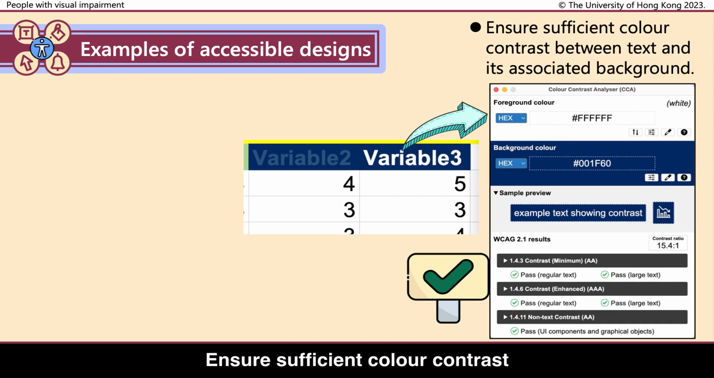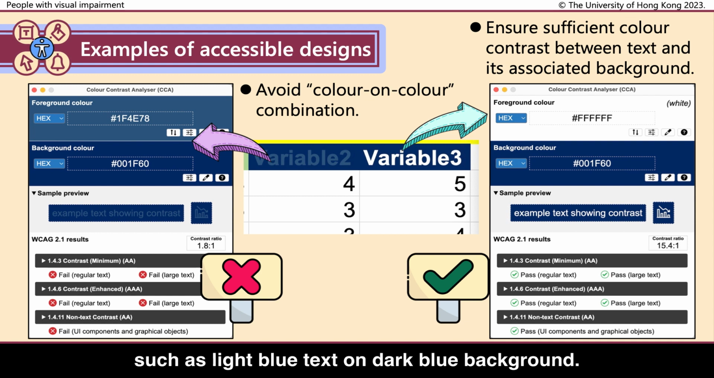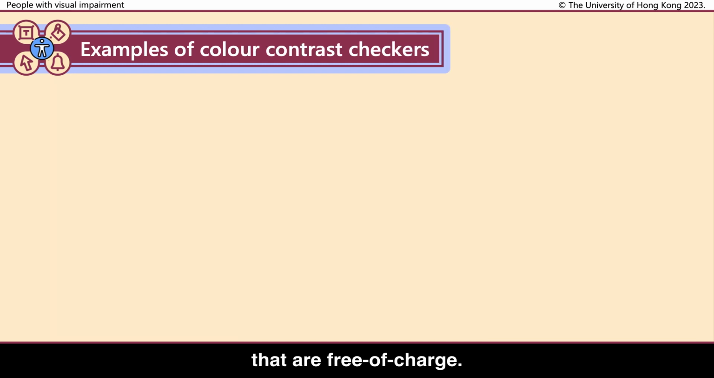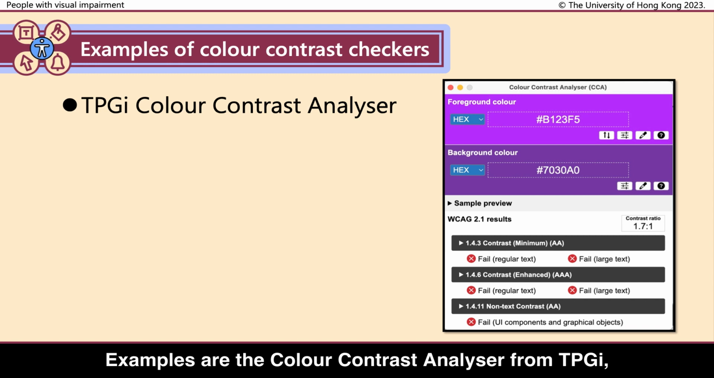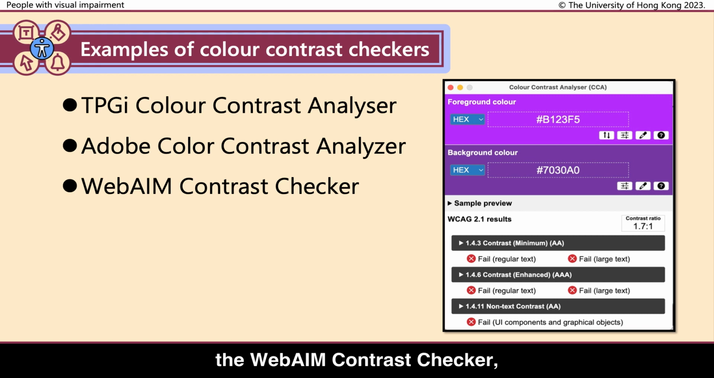Ensure sufficient color contrast between text and its associated background. Do not use color-on-color background in text, such as light blue text on dark blue background. We may make use of software applications to check color contrast between text and its associated background. There is a number of color contrast checkers that are free of charge. Examples are the Color Contrast Analyzer from TPGI, the Adobe Color Contrast Analyzer, the WebAIM Contrast Checker, and the WebAIM Link Contrast Checker.